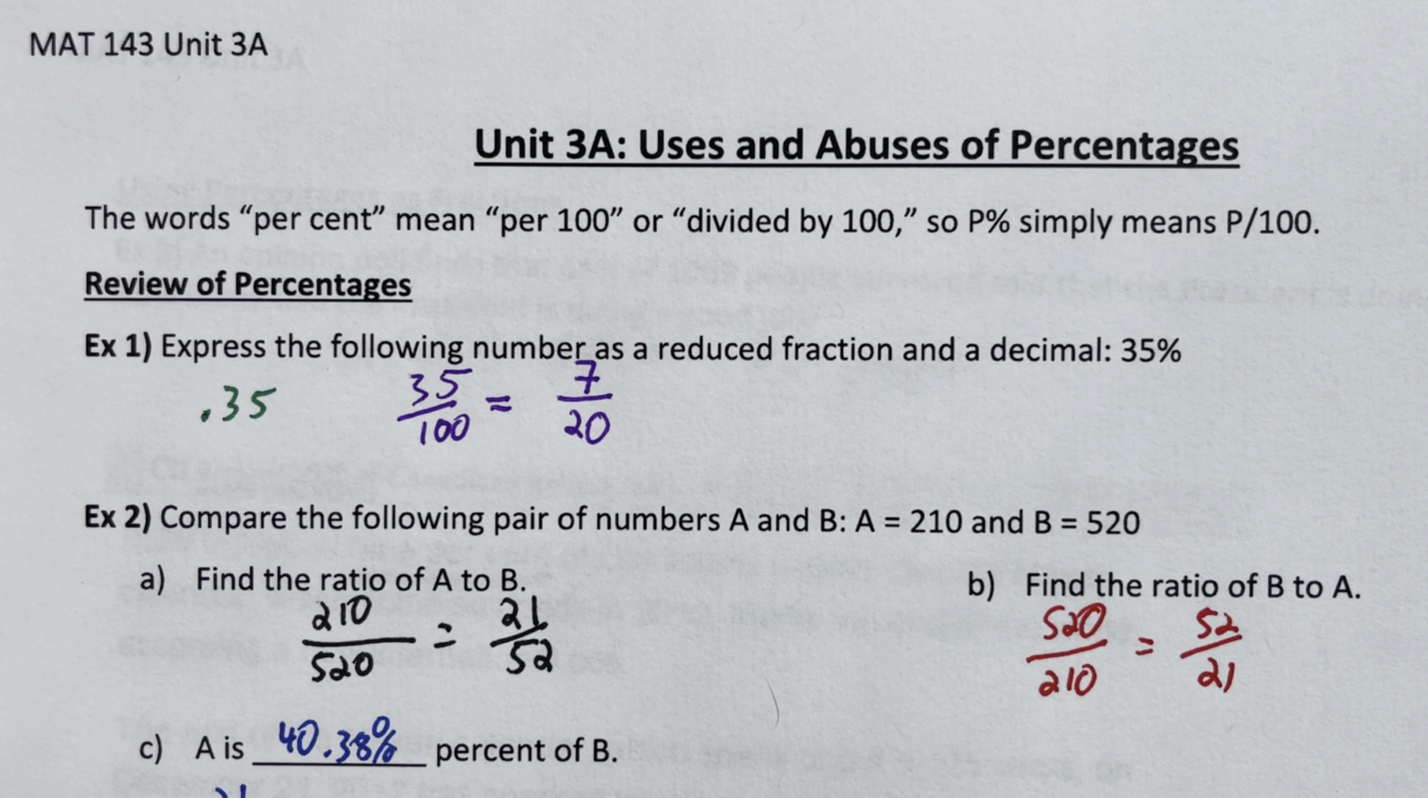This lecture is on Unit 3A, which is the uses and abuses of percents. So last time we talked about things like mortality rate and crime rate often being used as cases per 100,000. Well, percent is really kind of the same thing, except instead of 100,000, it's out of 100. So percent means divided by 100.